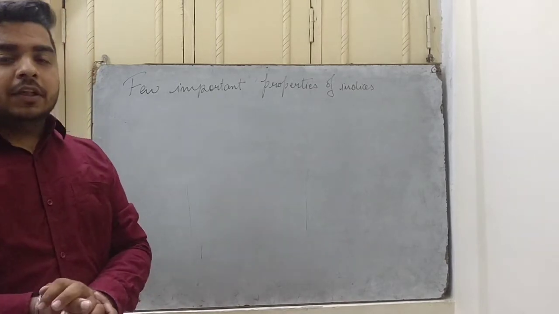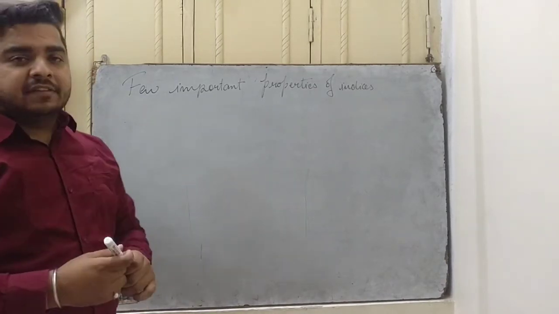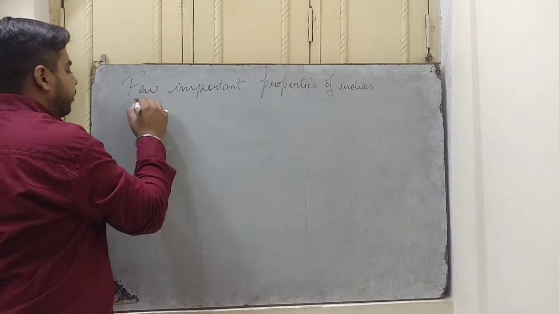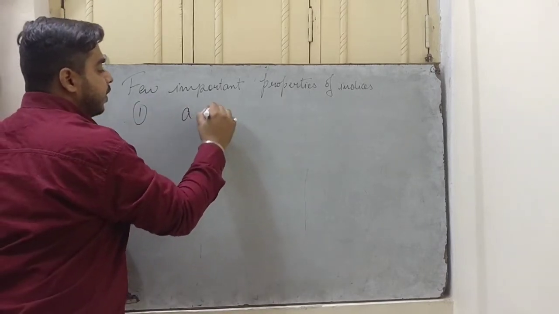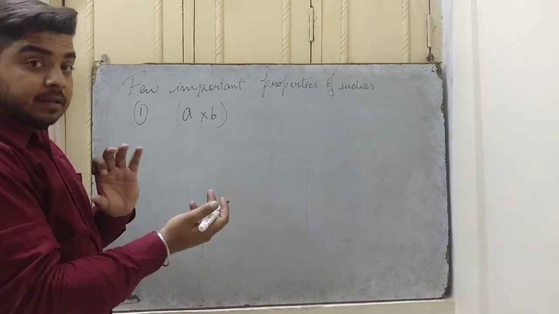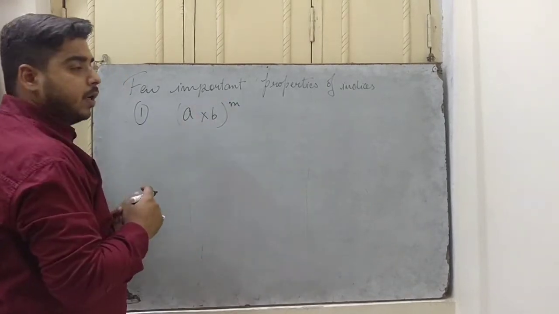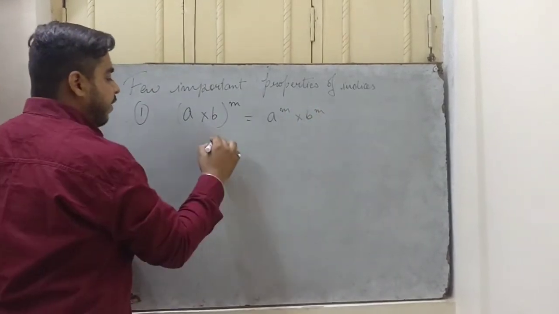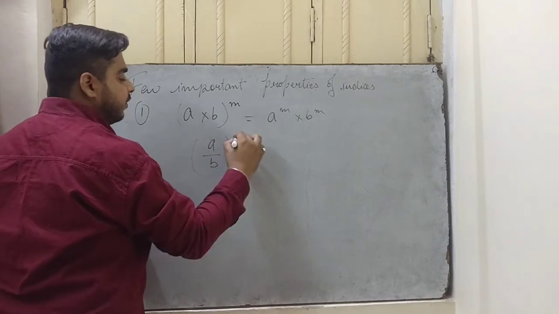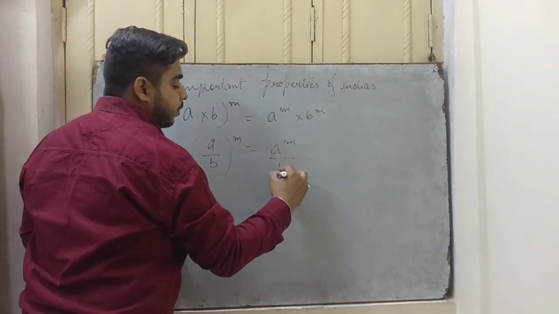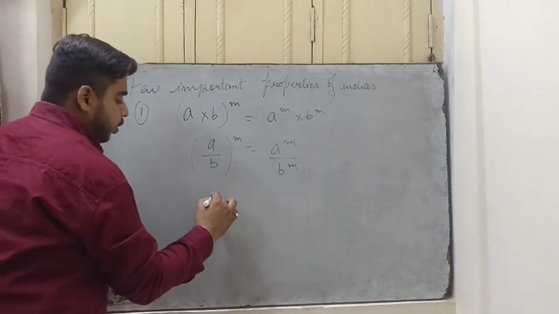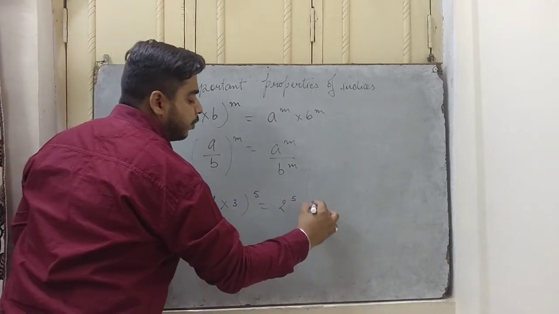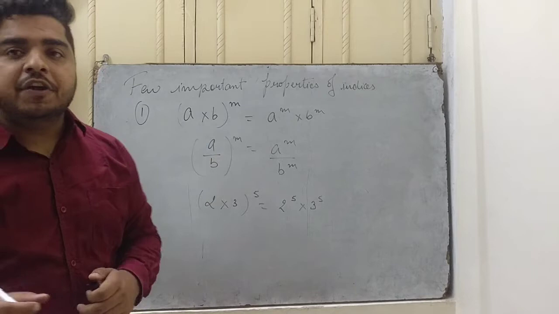Now, besides the laws, there are some more important properties of indices, which are being shown over here. The first property says that if two different numbers are being multiplied and they have a common power m, that means this power m will be given to both of them. Not only in this case, if they are divided also, in both cases the power will be given to both the numbers. For example, 2 into 3, the whole to the power 5, will be in the form of 2 to the power 5 into 3 to the power 5. So this is an important property.